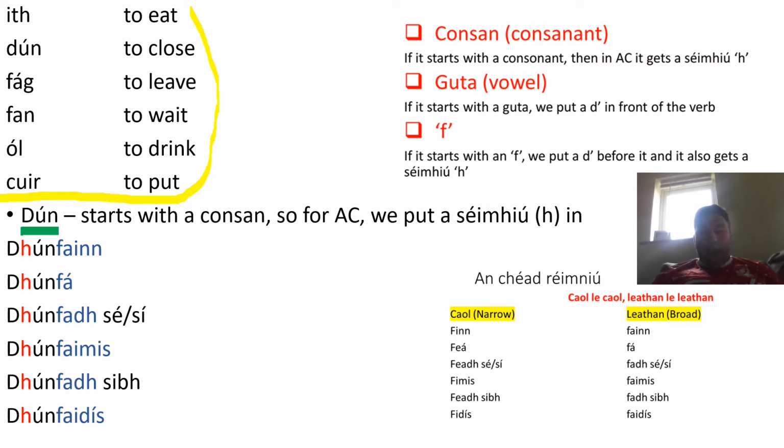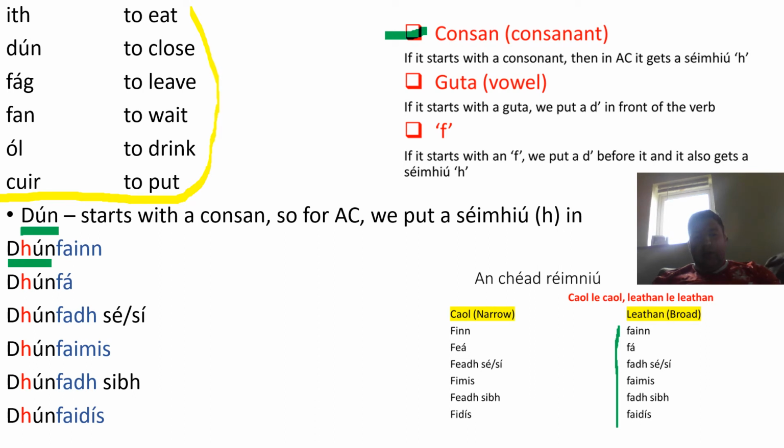So to put it into the Modh Coinníollach then, because it starts with a consonant, it gets a séimhiú. So dún, D-H-U fada N. Then you look at your other rules, and that is leathan, because the U fada is a broad vowel. So then you look at your endings here and you add them all. So dhúnfainn, dhúnfá, dhúnfadh sé, dhúnfadh sí, dhúnfaimis, dhúnfadh sibh, dhúnfaidís.